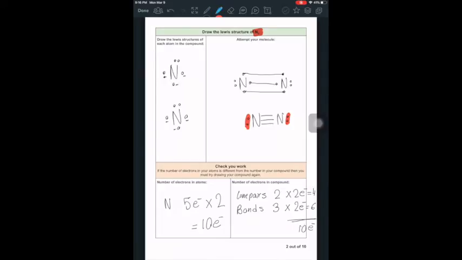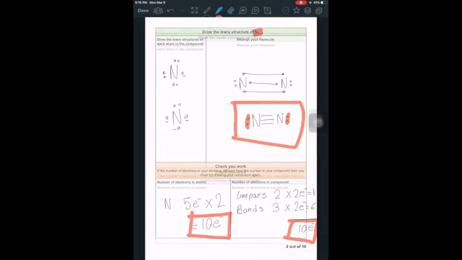So this is 10 electrons. This is 10 electrons. That means that this structure is most likely correct. We're going to do another example here.